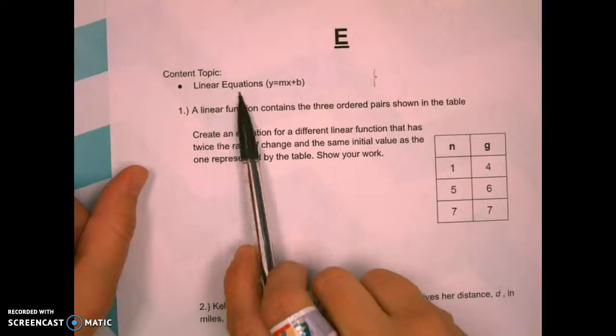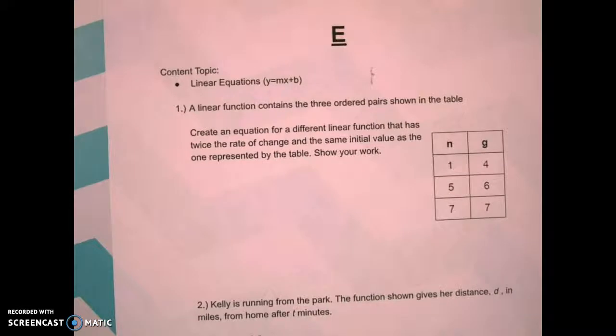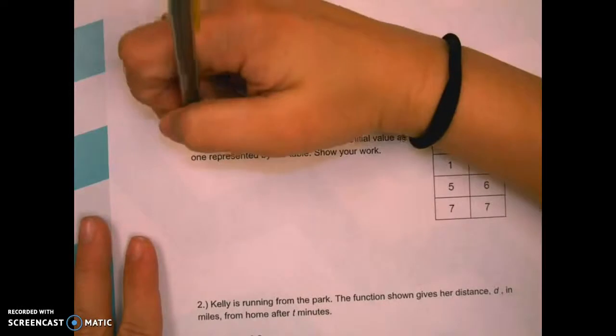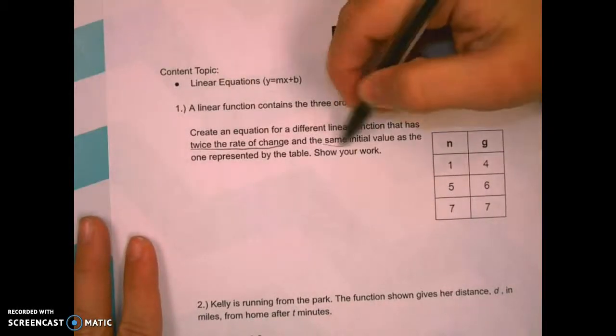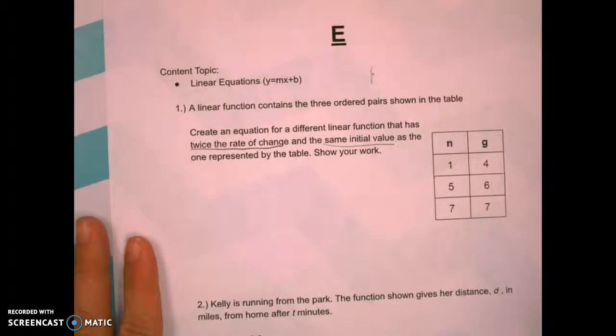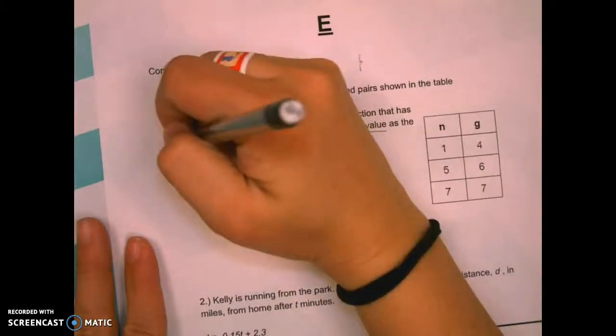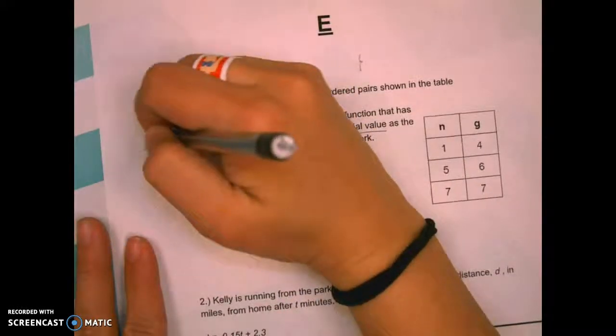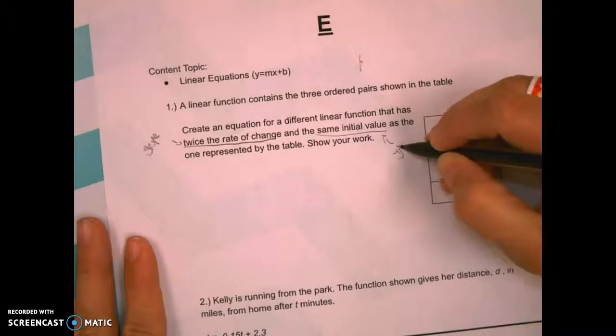So linear equations. A linear function contains three ordered pairs on the shown table. Create an equation for a different linear equation that is twice the rate of change and the same initial value. So I'm going to underline twice and same initial value. The rate of change, I know this is slope. And this one is the y-intercept.